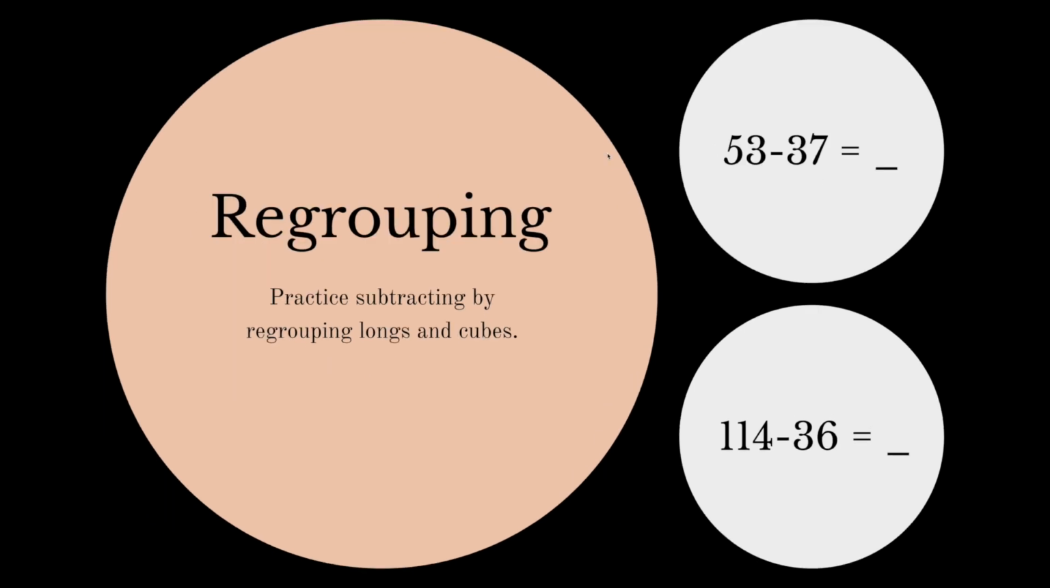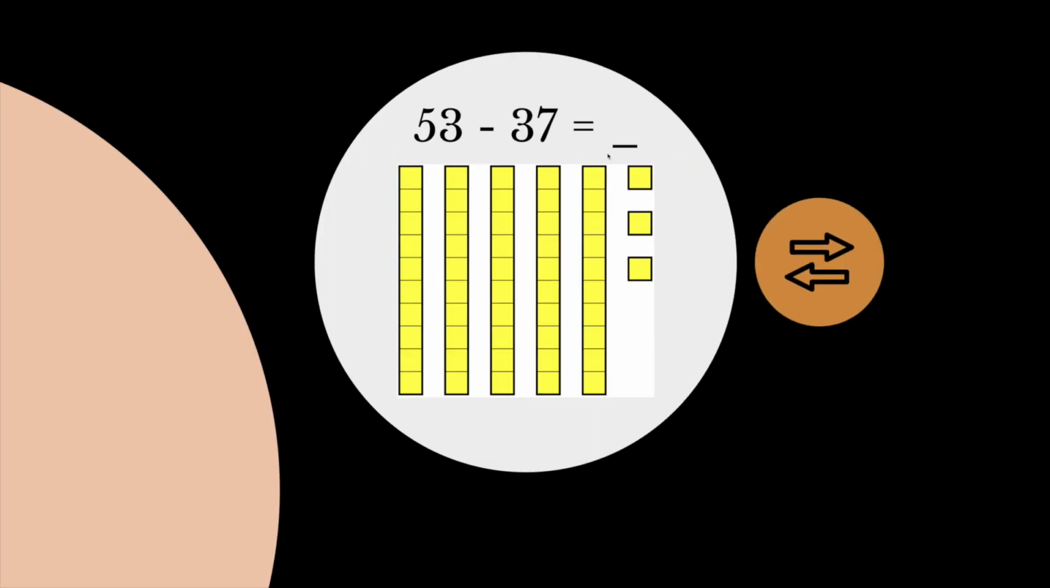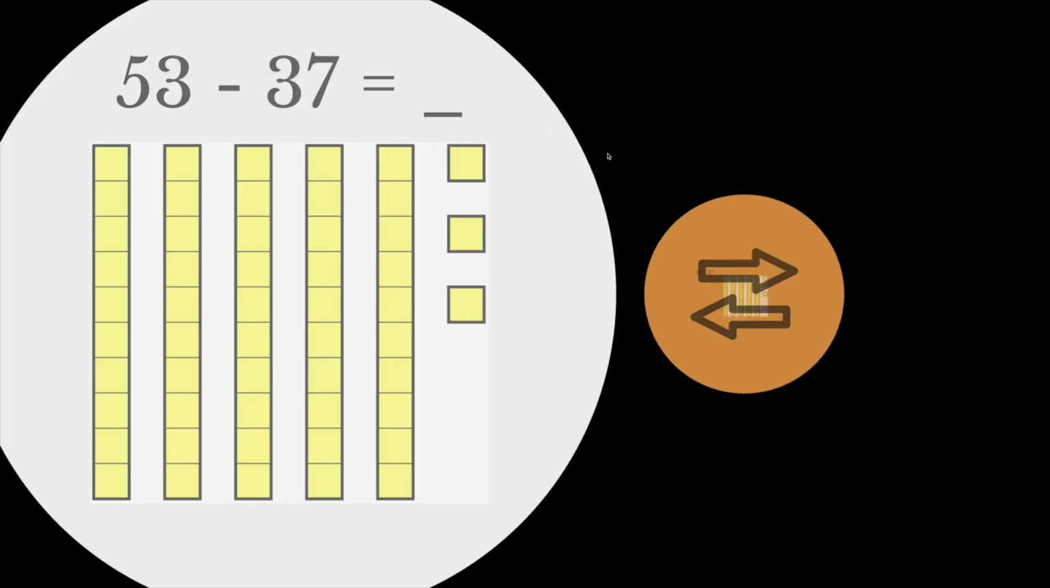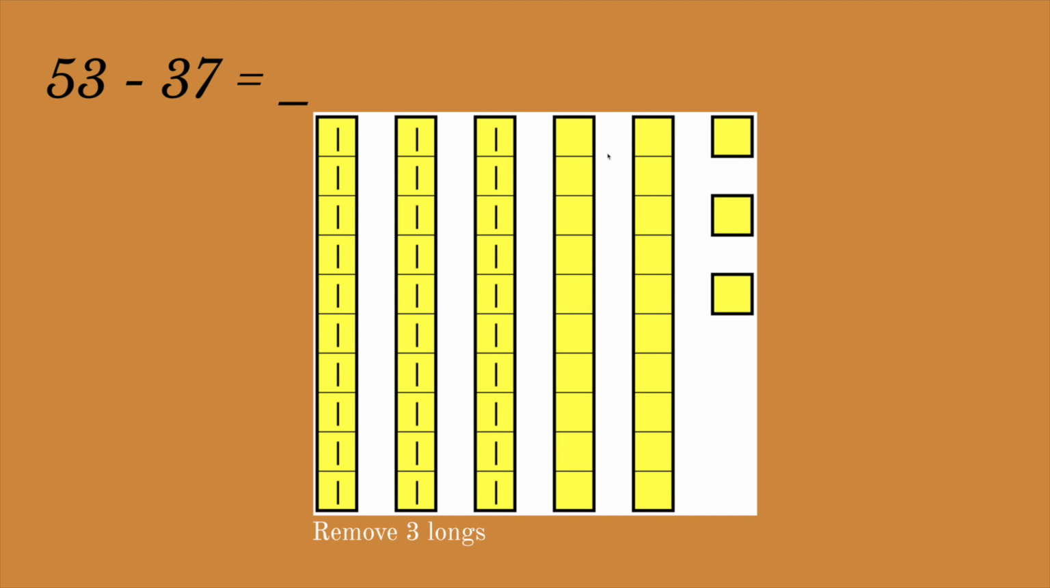Now let's look at some questions that require regrouping. This number model is 53 minus 37, and I've started off by building the number 53, represented with 5 longs and 3 cubes. To subtract 37 from 53, I first need to remove 3 longs, because in the number 37 there are 3 tens. But now, if I wanted to remove 7 cubes, I'm looking at my picture and I see that there are only 3. Well, I know that if I have 3 cubes, I can't remove 7 from those 3.